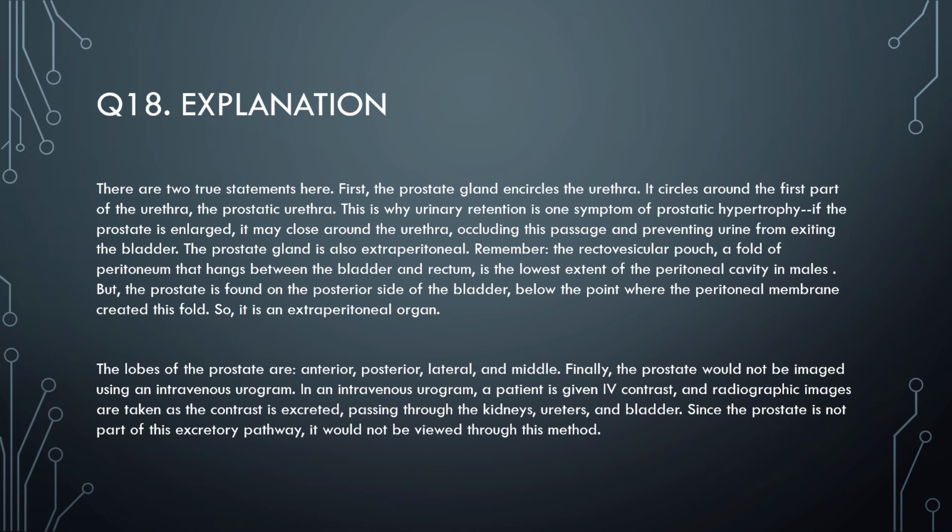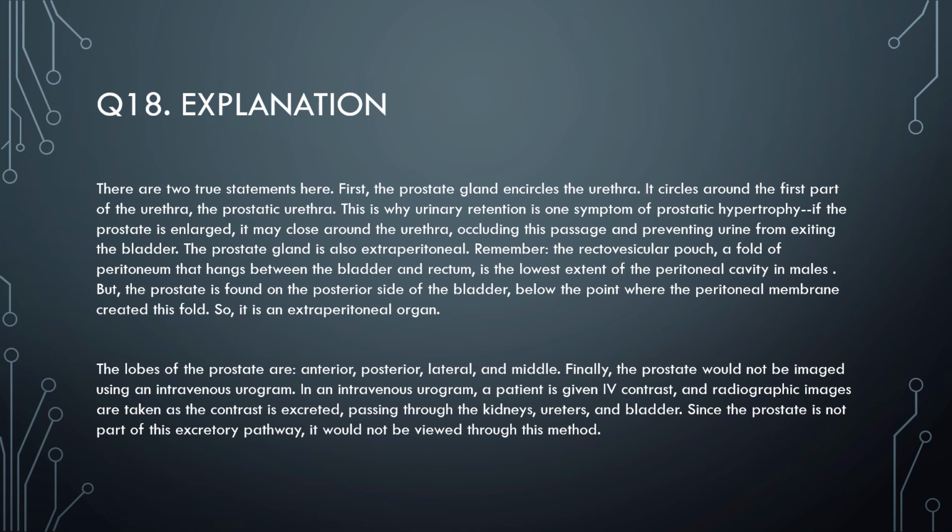The prostate gland is also extraperitoneal. Remember, the rectovesical pouch, a fold of peritoneum that hangs between the bladder and rectum, is the lowest extent of the peritoneal cavity in males. But the prostate is found on the posterior side of the bladder, below the point where the peritoneal membrane creates this fold. So it is an extraperitoneal organ. The lobes of the prostate are anterior, posterior, lateral, and middle.